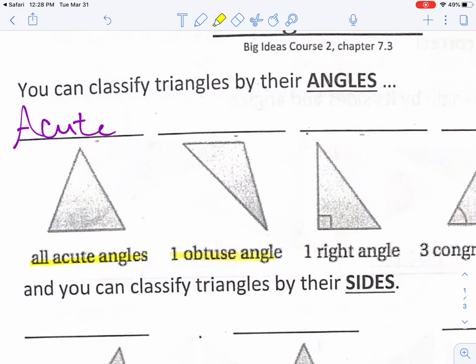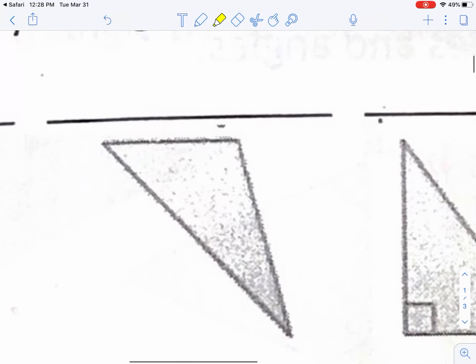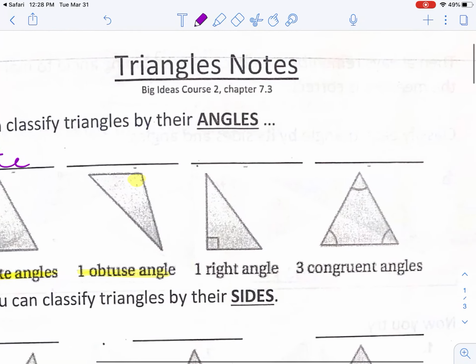Going to the right, on this triangle there is one obtuse angle, obtuse meaning greater than 90 degrees. The other two would be acute. So two acute angles, one obtuse angle. If it has one obtuse angle, we're going to classify this as an obtuse triangle. Okay, so all three have to be acute in order to classify it as acute. There will be just one obtuse angle in order for it to be classified as an obtuse triangle.